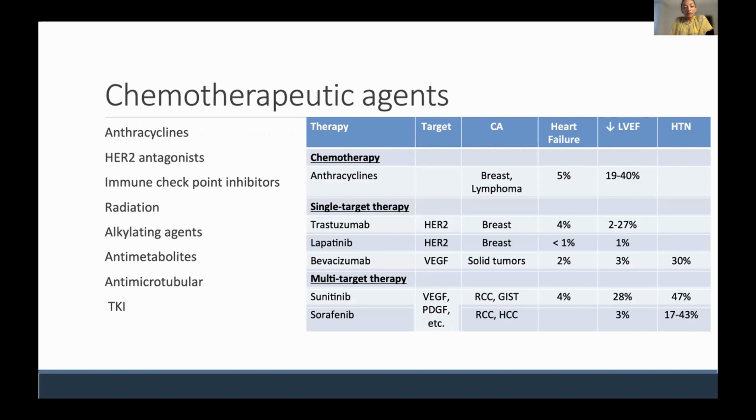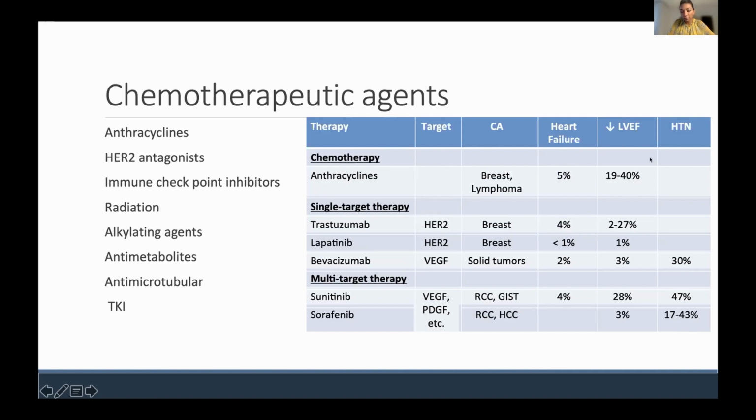Coming to the next set of toxins that are increasingly becoming more significant and important to recognize early on are chemotherapeutic agents. This is especially important because this type of cardiomyopathy is actually preventable and reversible if detected early on. The most important agents that we should remember are anthracyclines and HER2 receptor antagonists, but others that can be associated with cardiac dysfunction are immune checkpoint inhibitors, radiation, alkylating agents, antimetabolites, antimicrotubular agents, and small molecule tyrosine kinase inhibitor agents.